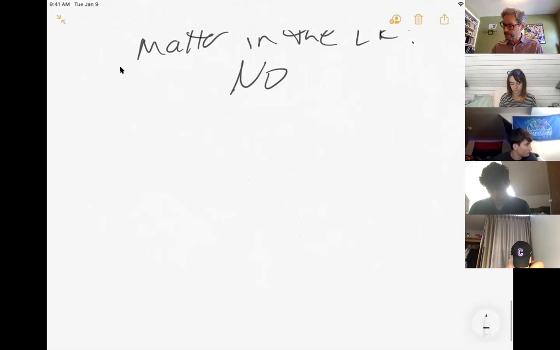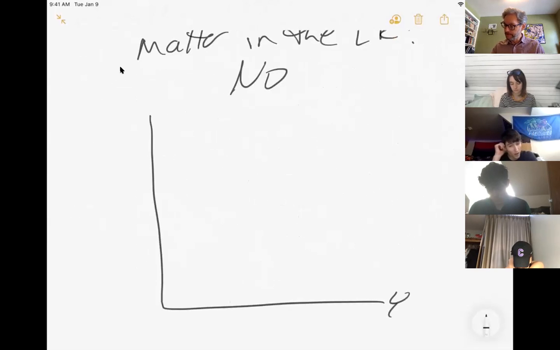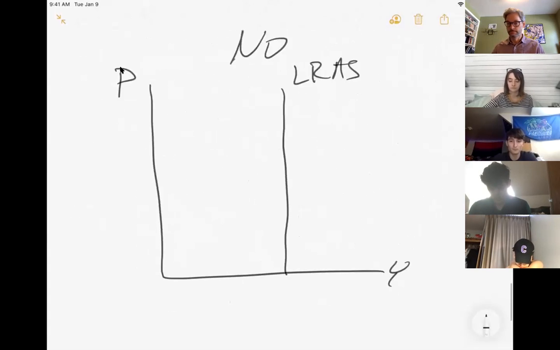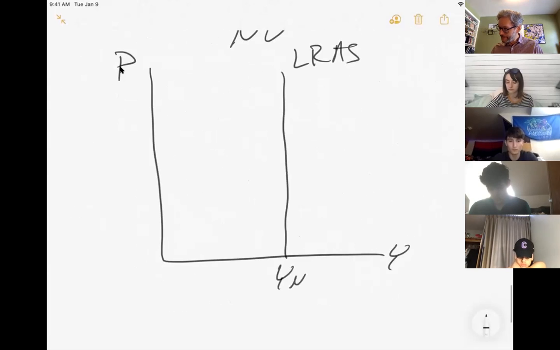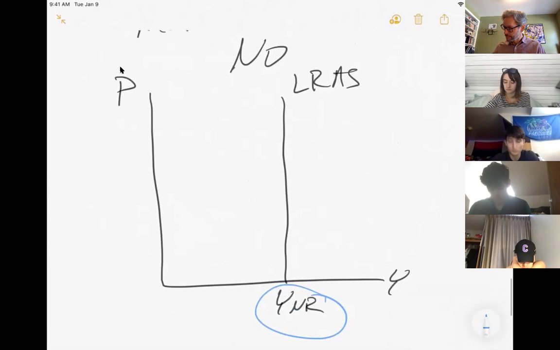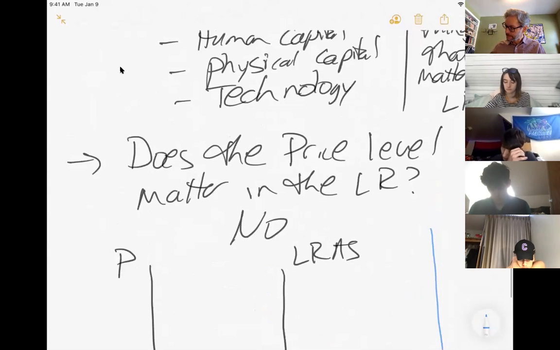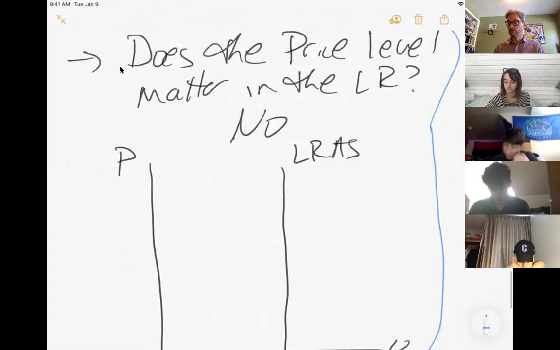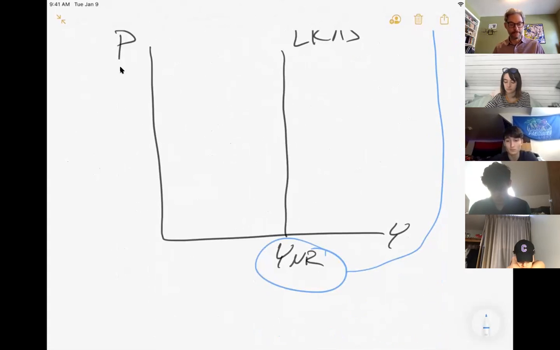And so as a result, what's true about output and the price level in the long run? There's no relationship. Instead, you are at the natural rate. You're always at the natural rate of output in the long run. And what determines the natural rate of output? These three things. Those three things determine the natural rate of output in the long run. So in other words, the price level doesn't matter in the long run.